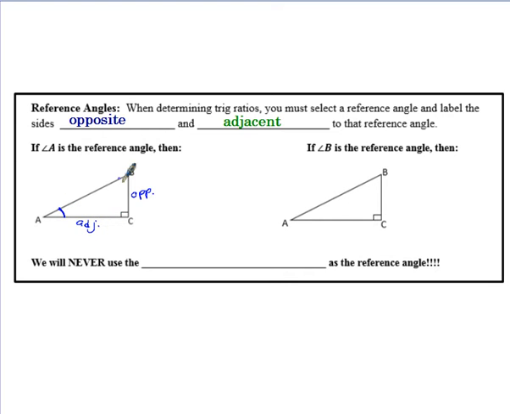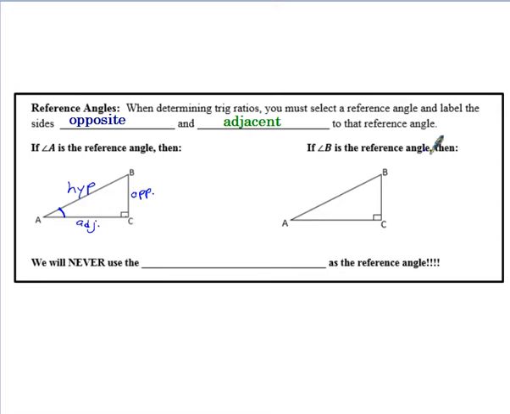Keep in mind that this third side here, opposite the 90-degree angle, is always the hypotenuse. So the three words that we're going to be seeing here today are opposite, adjacent, hypotenuse. It's really important that you know how to label those three sides on a triangle given a reference angle.